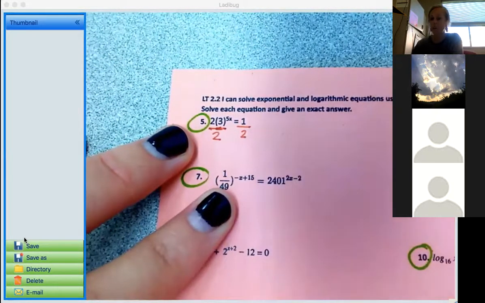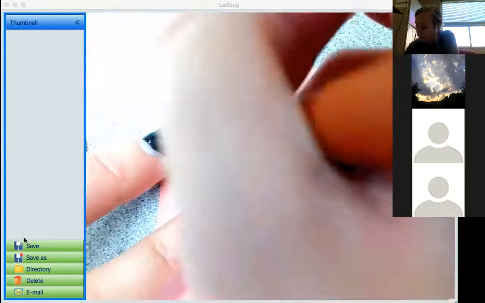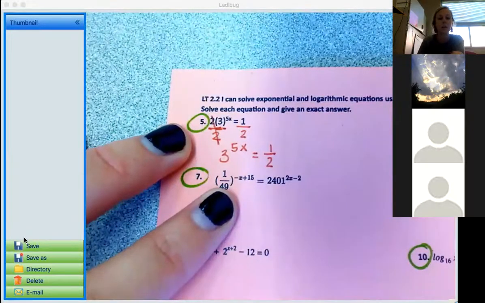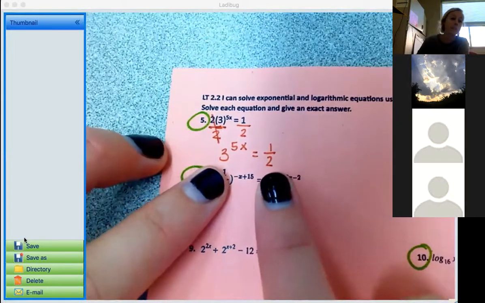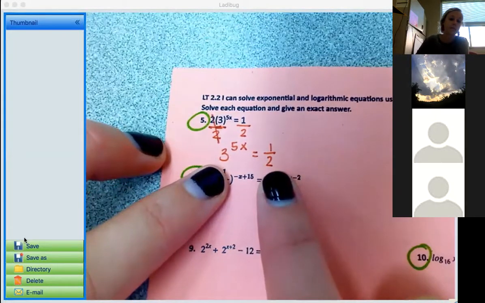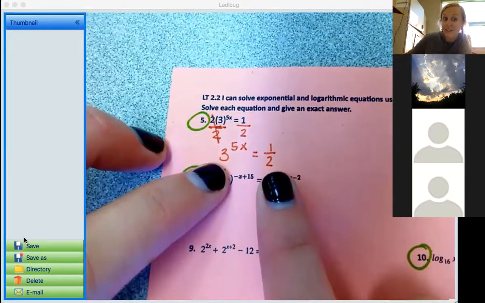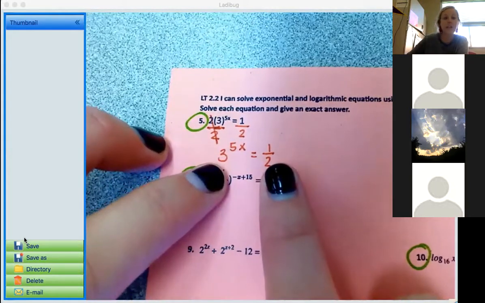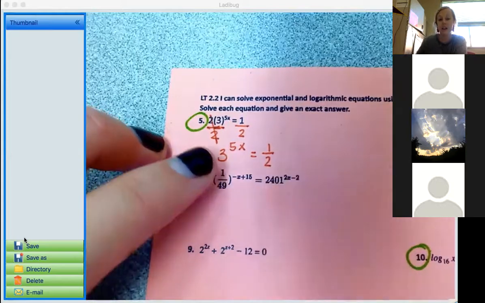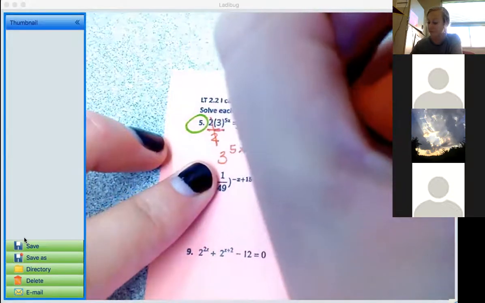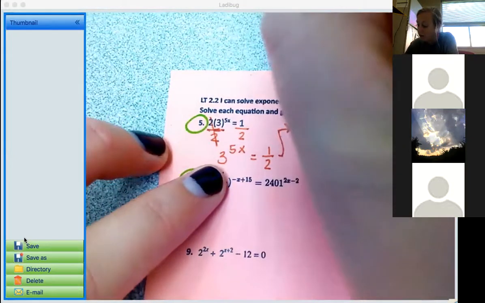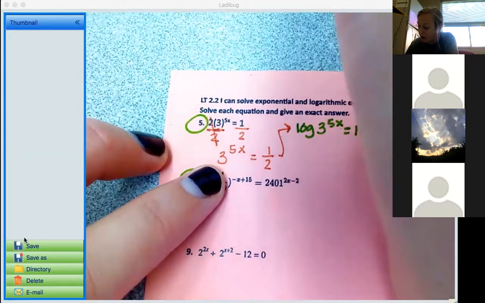Okay. So from here, I have 3 to the 5x equals 1/2. So now let's look at our bases. Can you write 3 and 1/2 to have the same base? It's not a trick question. No, good. So 3 and 1/2 cannot be written to have the same base. So what do I do if I can't get the bases the same? Log of both sides. Good. So log of 3 to the 5x equals log of 1/2.